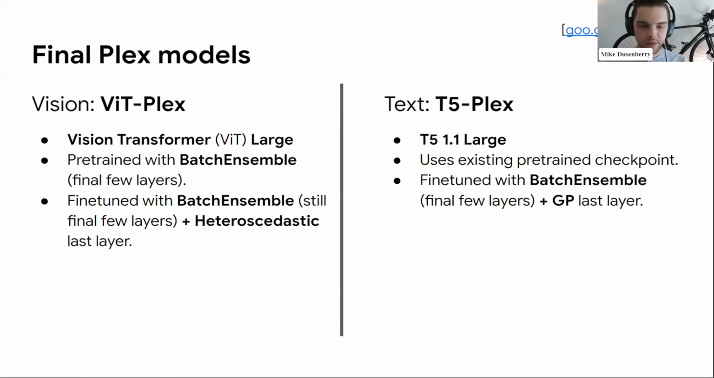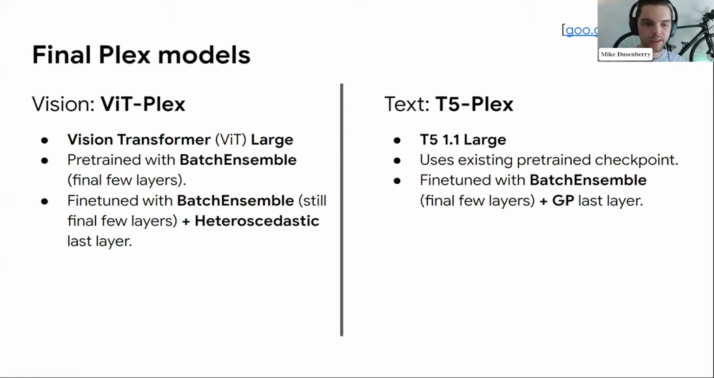And so if we come to the end, what are the final models that we look at? We have, again, vision and text. For vision, it's, like I said, a vision transformer, size large. We're going to pre-train this with batch ensemble. As a detail, we'll only put batch ensemble in the last few layers, and we'll find you get most of the benefits with the least amount of additional compute. So we'll always pre-train with batch ensemble.